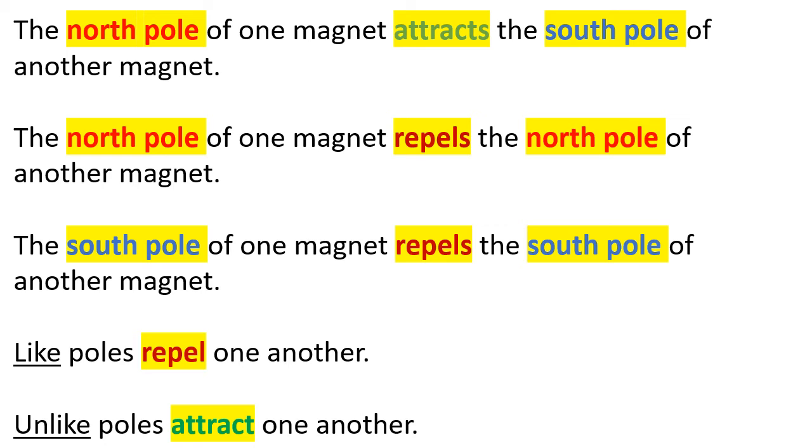So what do we mean by like poles? Like means the same. Okay? Unlike poles attract one another. What do we mean by unlike poles? Unlike means different or opposite. Unlike poles attract one another.